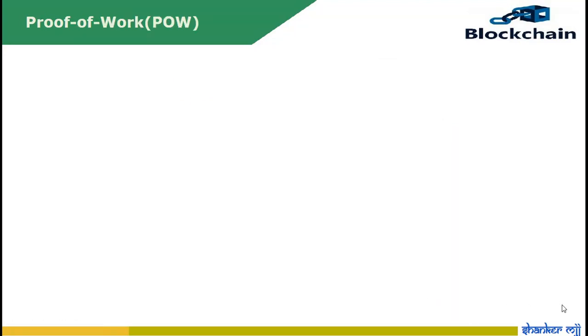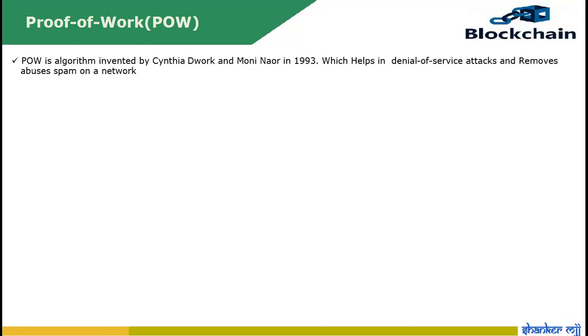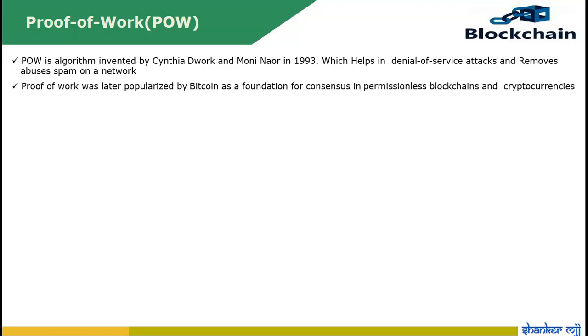Proof of work. So, what is the proof of work? A proof of work is an algorithm invented by Cynthia Dwork and Moni Naor in 1993, which helps in preventing denial of service attacks and removes abuse and spam on a network. Proof of work was later popularized by the Bitcoin application, the foundation for consensus in permissionless blockchains and cryptocurrencies.